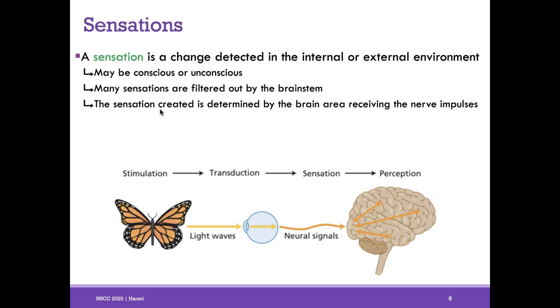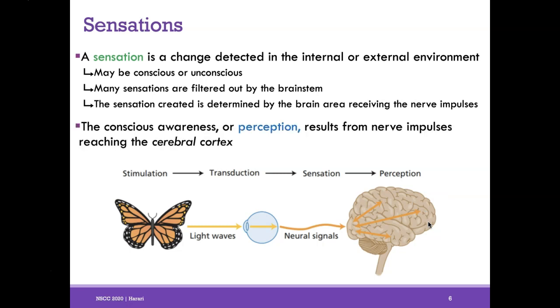In the case of a light stimulus, let's say I'm visualizing this butterfly, and the light bouncing off of this butterfly is hitting my retina in the back of my eye. So there's a pattern of action potentials that are generated when I see this butterfly. And those action potentials were transduced. The light energy that bounced off of the butterfly hit my retina, and then the cells of the retina are transducing the energy from light into neural signals. And if my occipital lobe gets that information, it'll be sensing it. And then once that information gets to the cerebral cortex, then I can perceive it. That's what we call a perception. So the conscious awareness, or the perception, results from nerve impulses reaching the cerebral cortex.